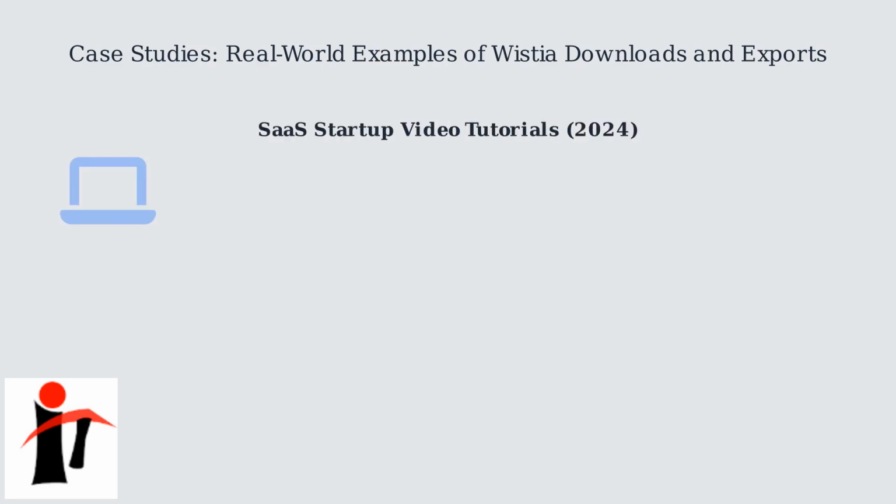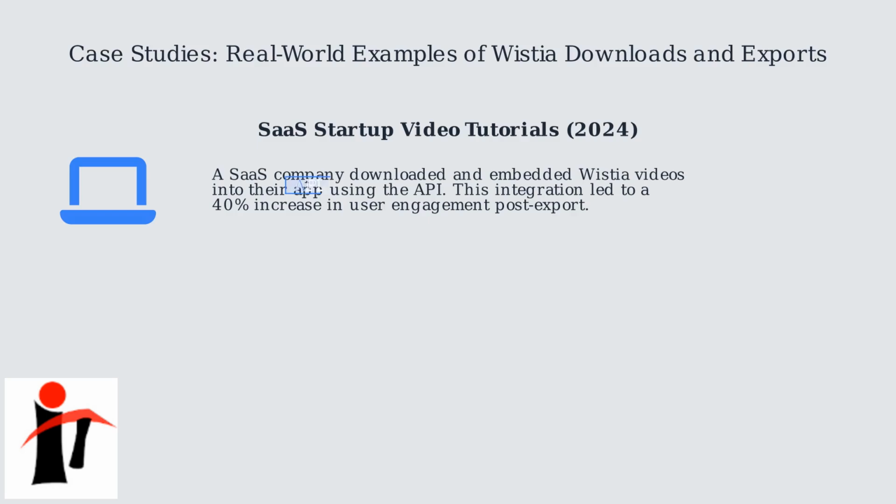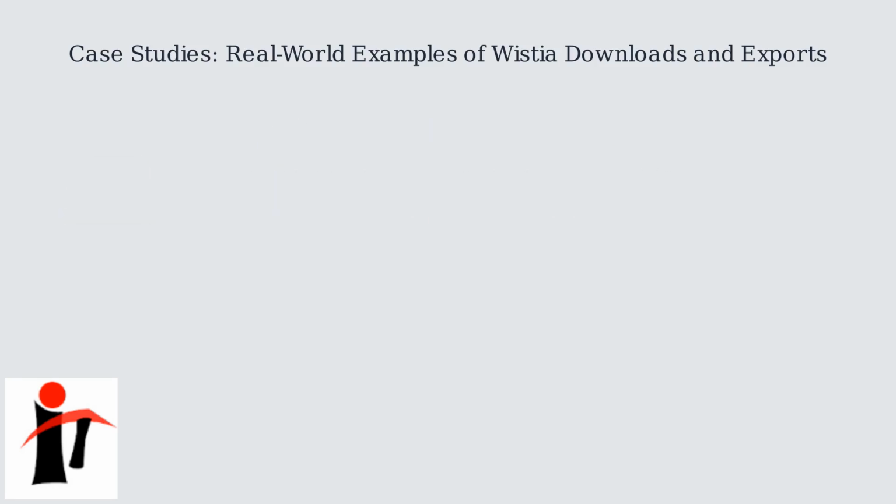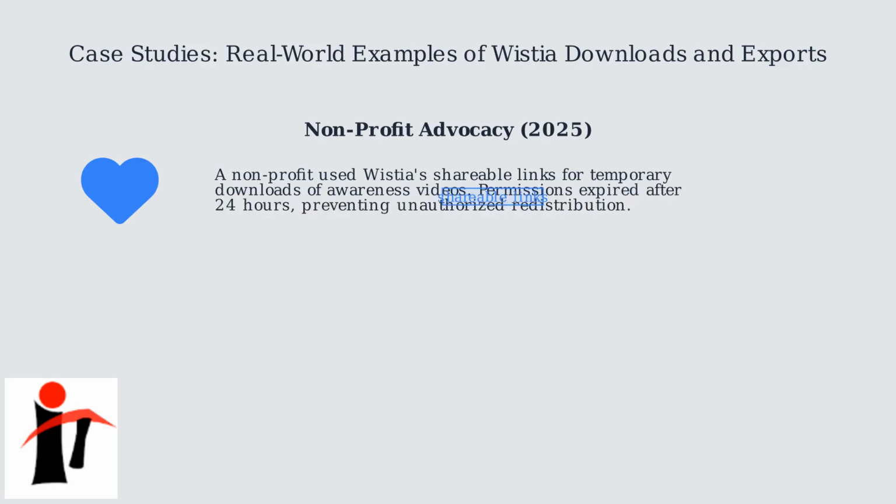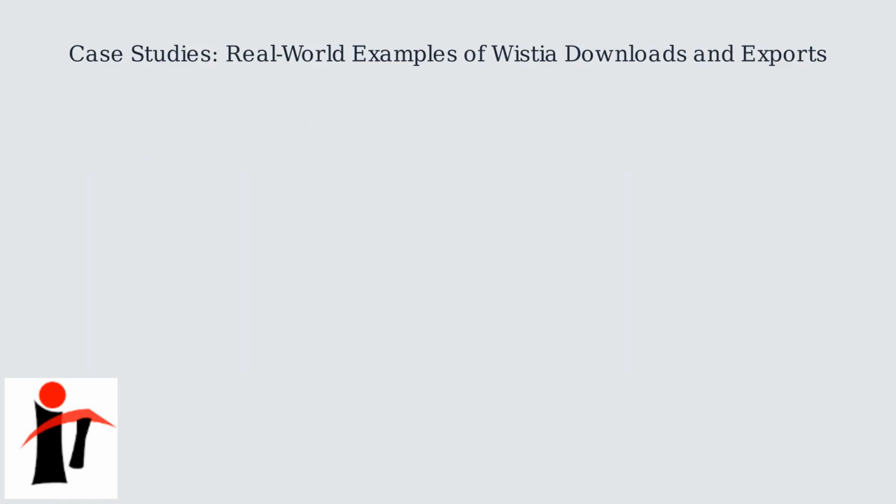A software-as-a-service startup downloaded and embedded Wistia videos into their application using the API. This integration bypassed direct downloads while allowing seamless content embedding, resulting in a 40% increase in user engagement according to their analytics. A nonprofit organization used Wistia's shareable links for temporary downloads of awareness videos. Permissions were set to expire after 24 hours, allowing targeted sharing while preventing unauthorized redistribution of their advocacy content.